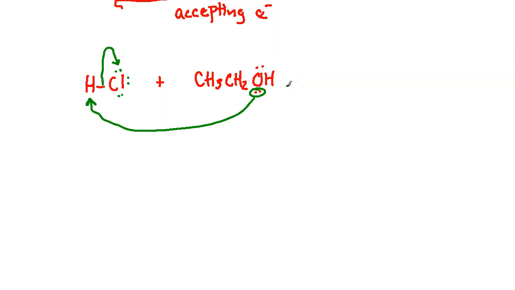And what this will lead to is a protonated ethanol. So you will now have an ethanol that looks like this. It has a positive charge associated with it, and it will have 2 hydrogens. Plus, you will have a chlorine anion. It's a weak base.